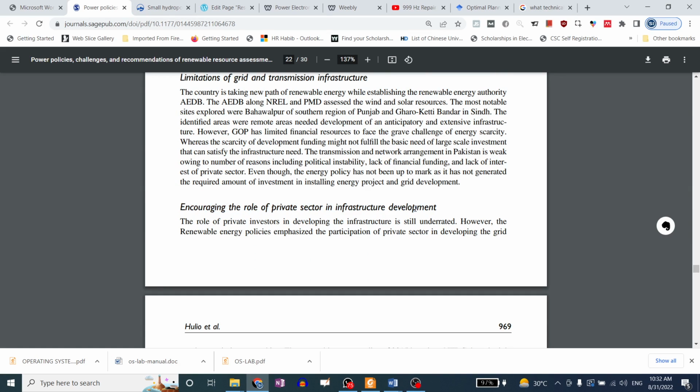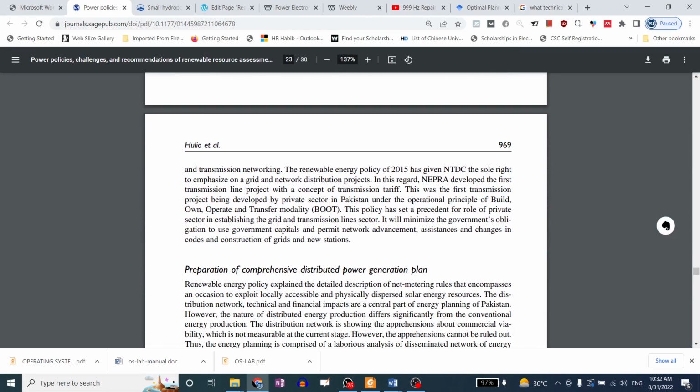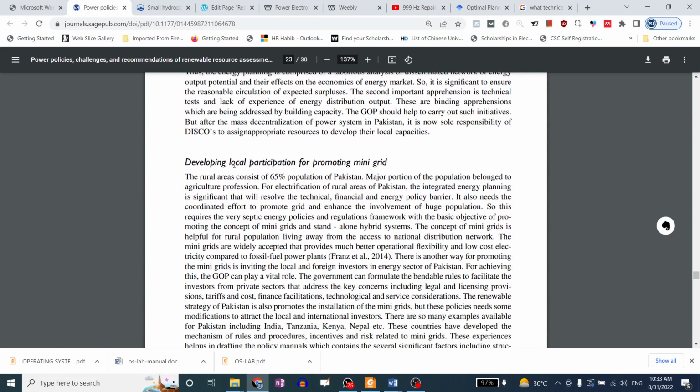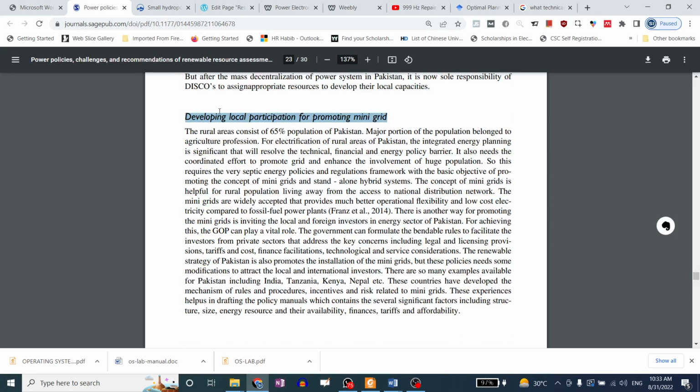So the private sector will play a pivotal role for the electrification. And then there is preparation of a comprehensive distributed power generation plan. So we need to comprehensively prepare the plan for distributed power generation, and also develop local participation for promoting mini grids. For mini grids we need local participation, as for example different examples in India, Tanzania, Kenya, Nepal, they are already developed, and we can learn lessons from them.